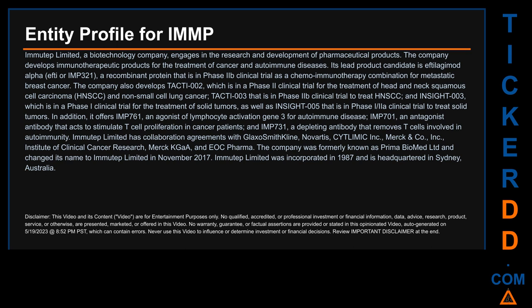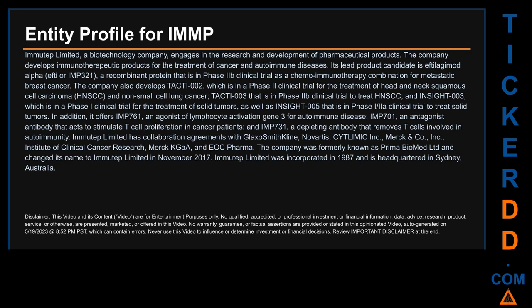In addition, it offers IMMP-761, an agonist of lymphocyte activation gene 3 for autoimmune disease, IMMP-701, an antagonist antibody that acts to stimulate T-cell proliferation in cancer patients, and IMMP-731, a depleting antibody that removes T-cells involved in autoimmunity. Immutep Limited has collaboration agreements with GlaxoSmithKline, Novartis, CYTLIMIC Inc., Merck & Company, Inc., Institute of Clinical Cancer Research, Merck KGaA, and EOC Pharma.